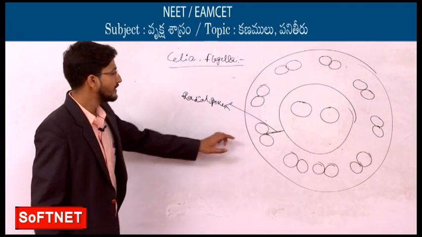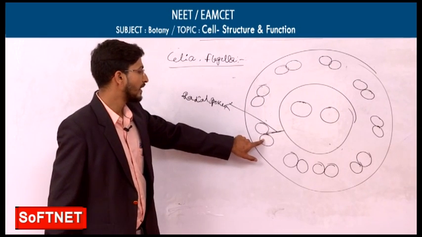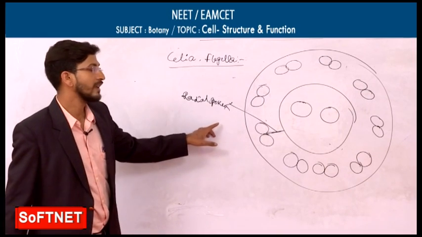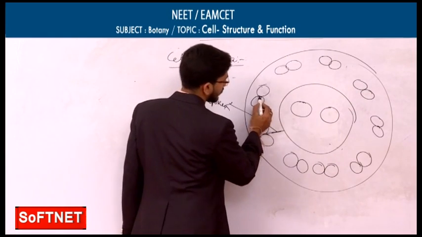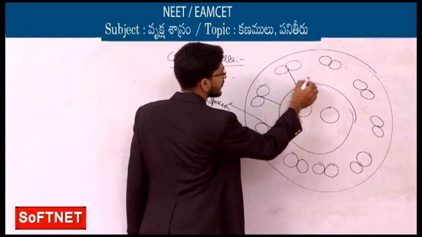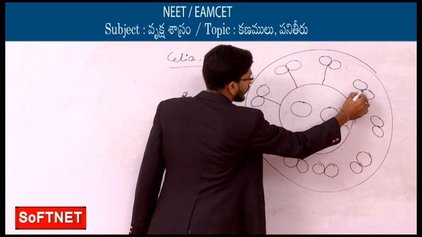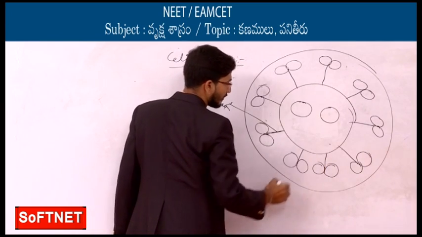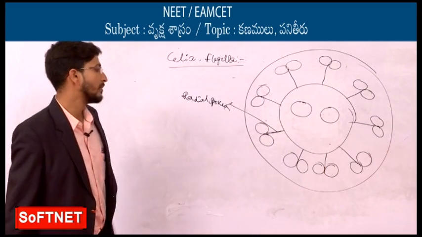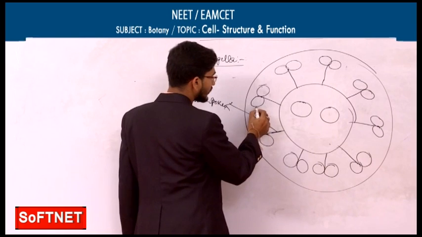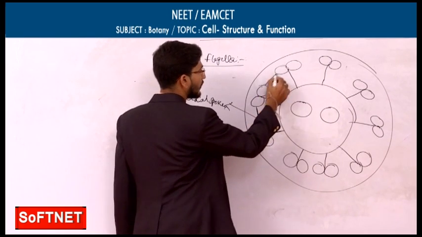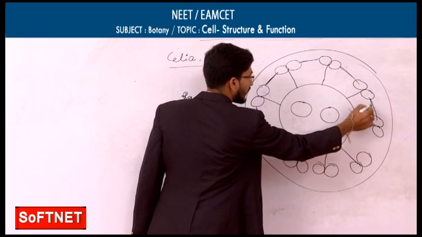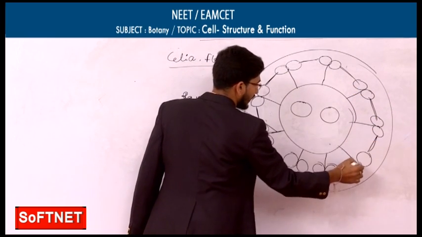These peripheral doublets are connected to the central sheath through the radial spokes. How many radial spokes are there? Since we have 9 peripheral doublets, 9 radial spokes will be formed, and these are also interconnected with linker proteins.